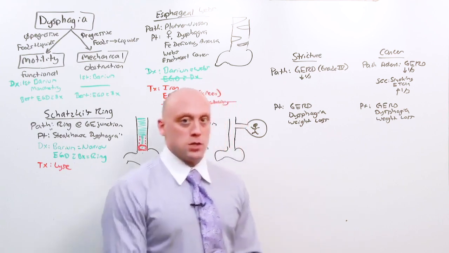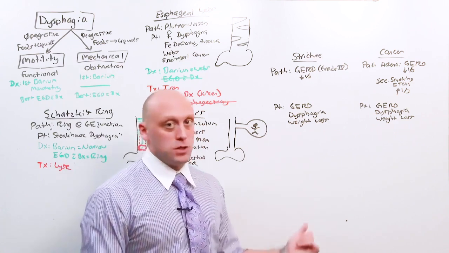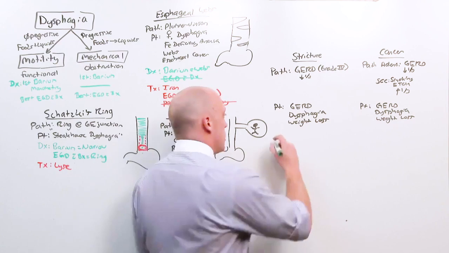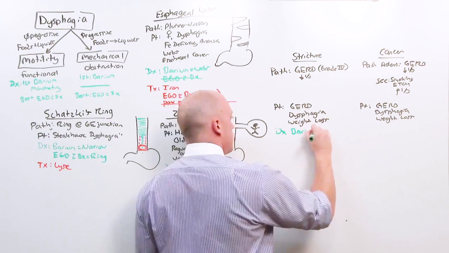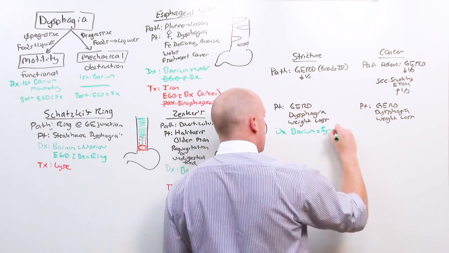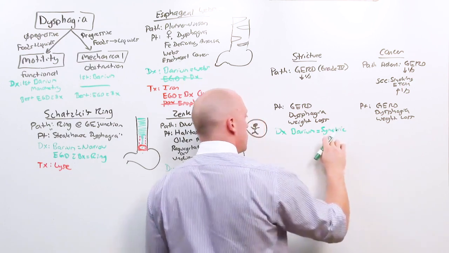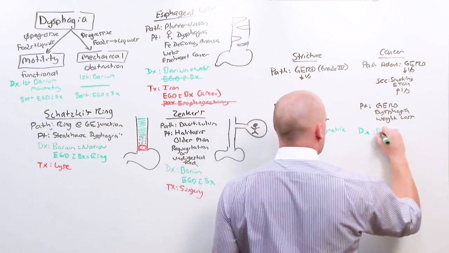The whole point of this discussion is to show you that you can't use the pathology or the symptomatology to differentiate the two. Instead, you have to use the diagnostic tests. Look for barium, and you're going to see a symmetric or circumferential loss of the lumen for stricture, and in cancer, you'll see an asymmetric.